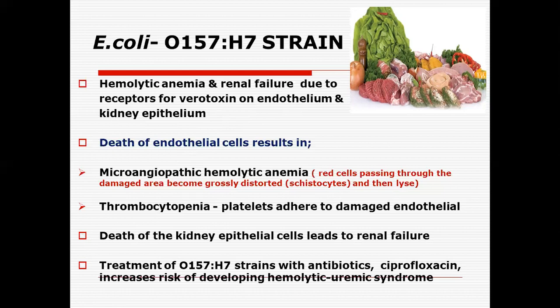There is death of the renal endothelial cells that results in microangiopathic hemolytic anemia. The red cells pass through the damaged vessels and become grossly distorted, and there is lysis of the cells also. There is thrombocytopenia, in which the platelets adhere to damaged endothelial cells. This thrombocytopenia is because of the deficiency of platelets in the blood, because instead of being in circulation, they adhere to the damaged cells and their count decreases. The death of the kidney epithelial cells leads to renal failure.